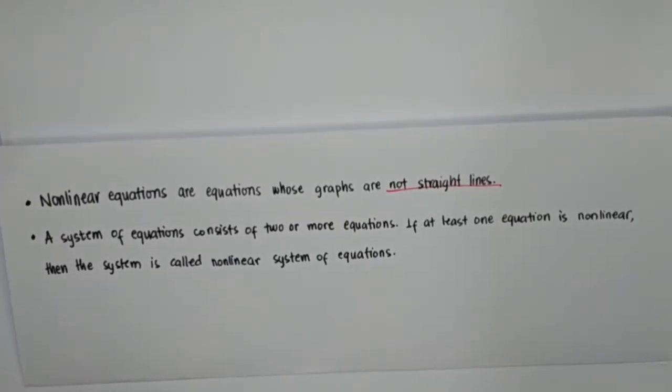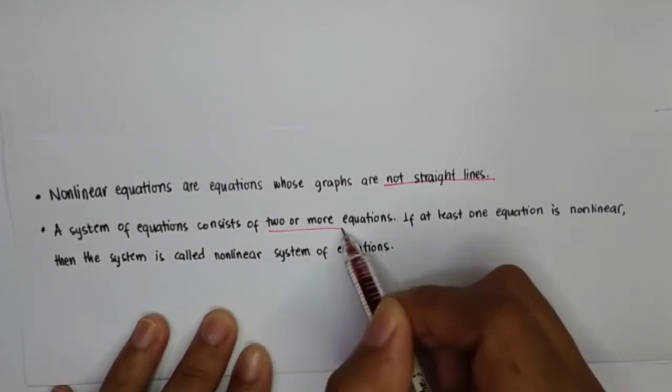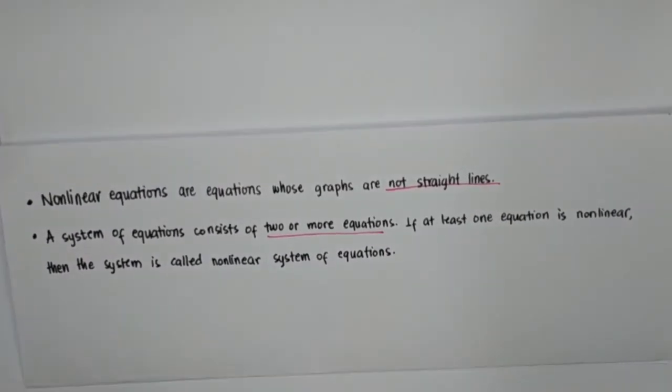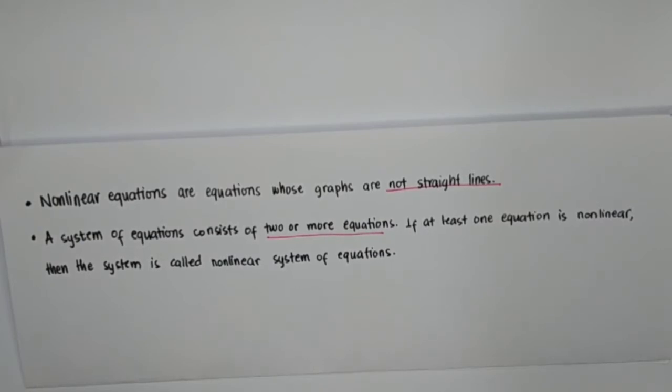So we have here a system of equations consisting of two or more equations. Take note again, two or more. So it can be 2, 3, 4, 5, and so on and so forth. If at least one equation is nonlinear, then the system is called nonlinear. So, if may combination man ng linear at saka nonlinear equation, as long as may nonlinear na nag-exist sa given equations, that means the system is called a system of nonlinear equations.